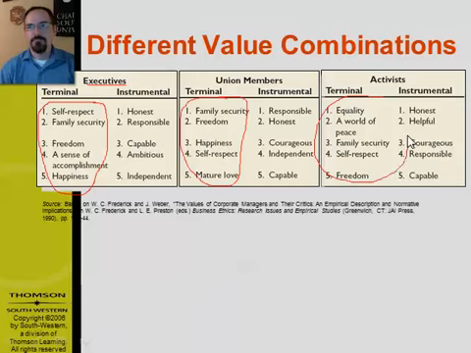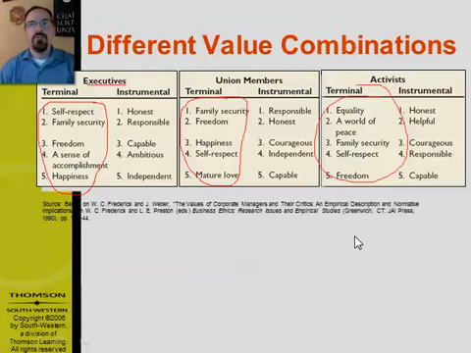And then if you look at political activists, they're nowhere near it, right? Look at this. What do we have here? Similar kinds of things. Equality, not on it. A world at peace, not on it. Family security, yeah, that's in both. And then self-respect, okay, I can see self-respect and self-respect. And freedom, right? But equality and a world at peace is very different, right?